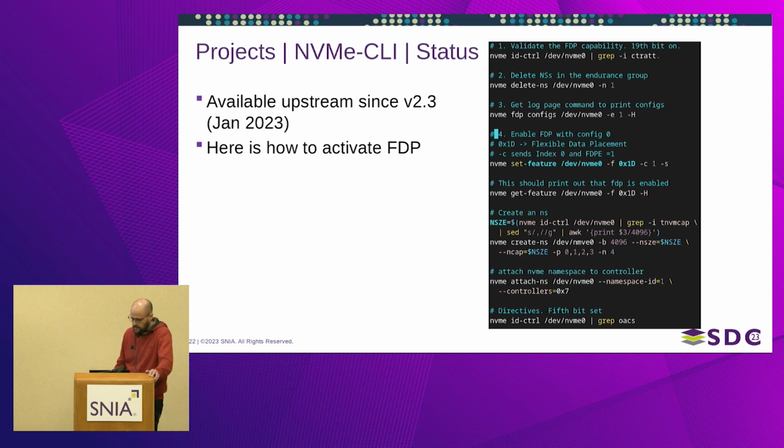And things that are, can you see my cursor? No. The thing to notice is the -p. Those are the placement identifiers that are available in that namespace. And the .n needs to match that. Yeah, and then the rest is as it was with non-FTP in nvme-cli. So you have a namespace, then you attach it to your controller, and you're done. That's it.